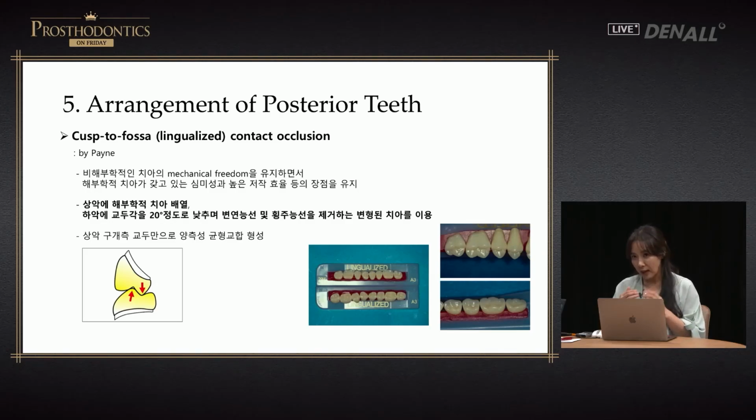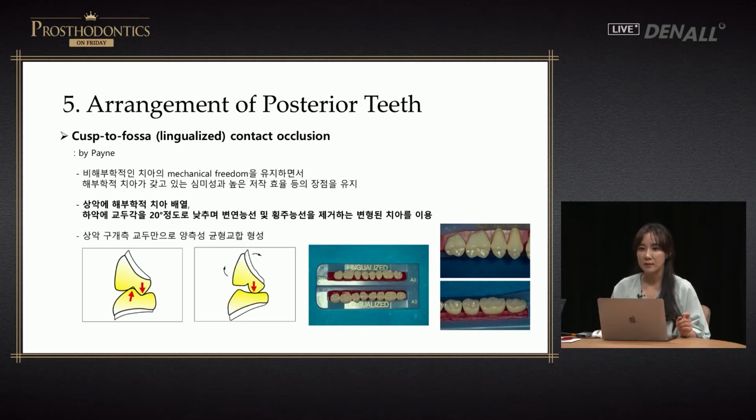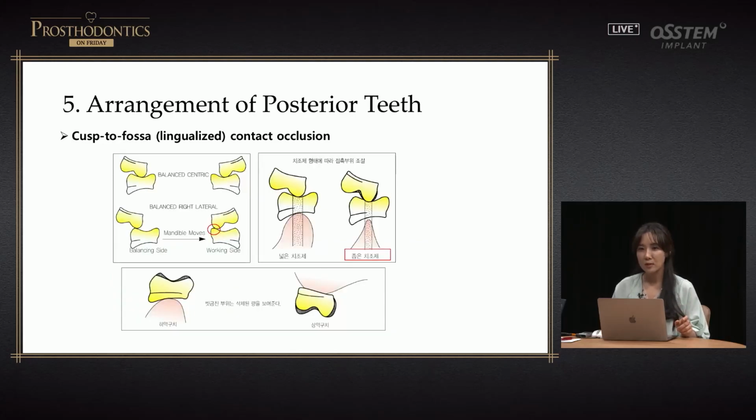We learned how to achieve balanced occlusion in a patient with alveolar bone resorption. Using the lingualized contact occlusion is not that difficult to achieve. The mechanical freedom of non-anatomic teeth is maintained, and it also shows the efficiency and aesthetics of the anatomic teeth. The maxilla anatomic teeth were arranged. Mandibular cusp angle is lowered to about 20 degrees. Modified teeth can be used with marginal and transverse ridges removed, or normal cusp inclines can be reduced.